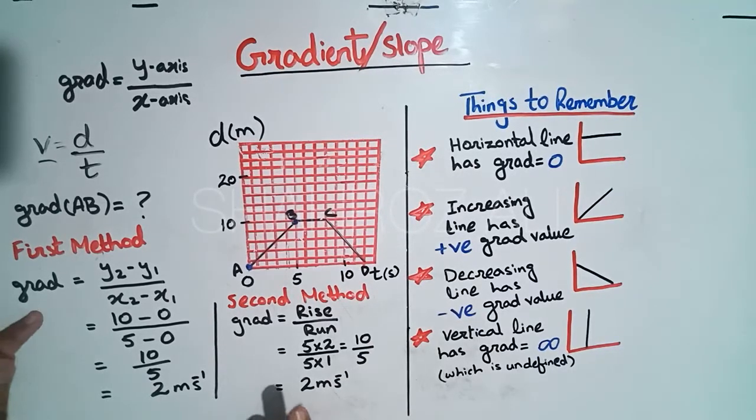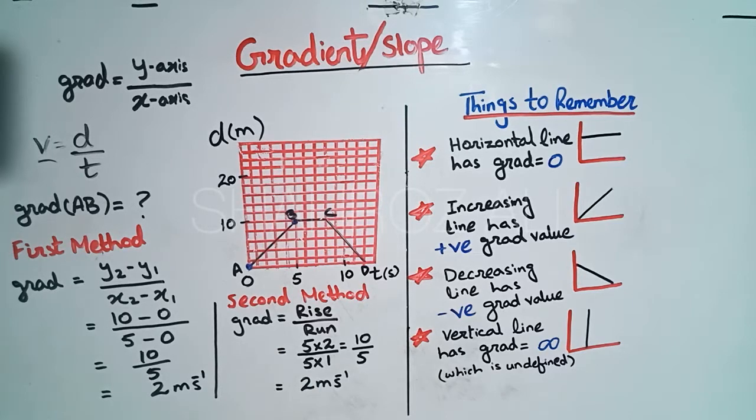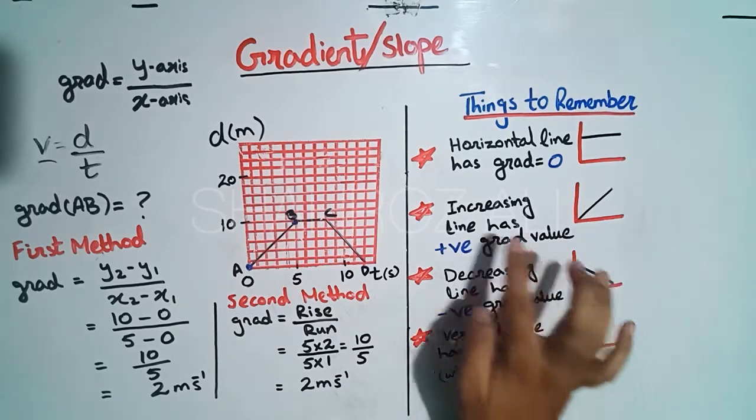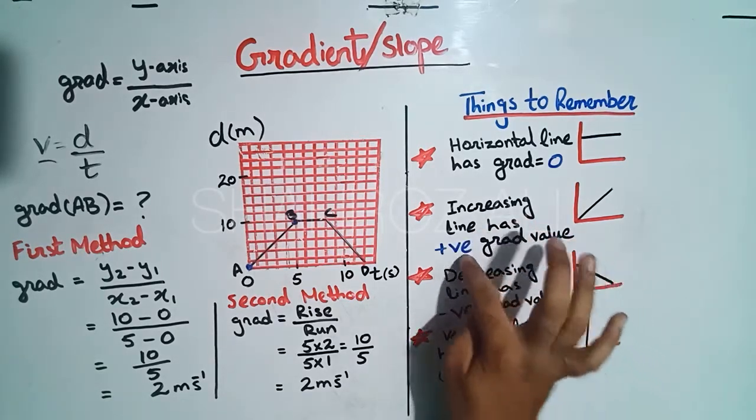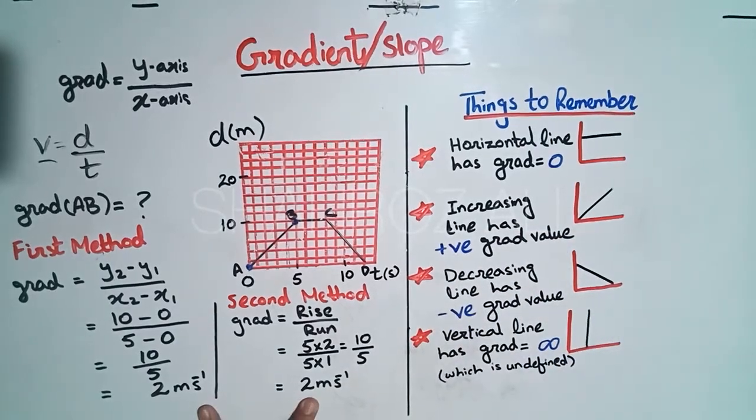Here you can see the first and second methods give the same value. This is the method for finding the gradient of line AB. Also you have to notice one thing: I said at the start of my lecture that if a line is increasing, it has a positive gradient. These two values show the gradient is positive from the first and second methods.